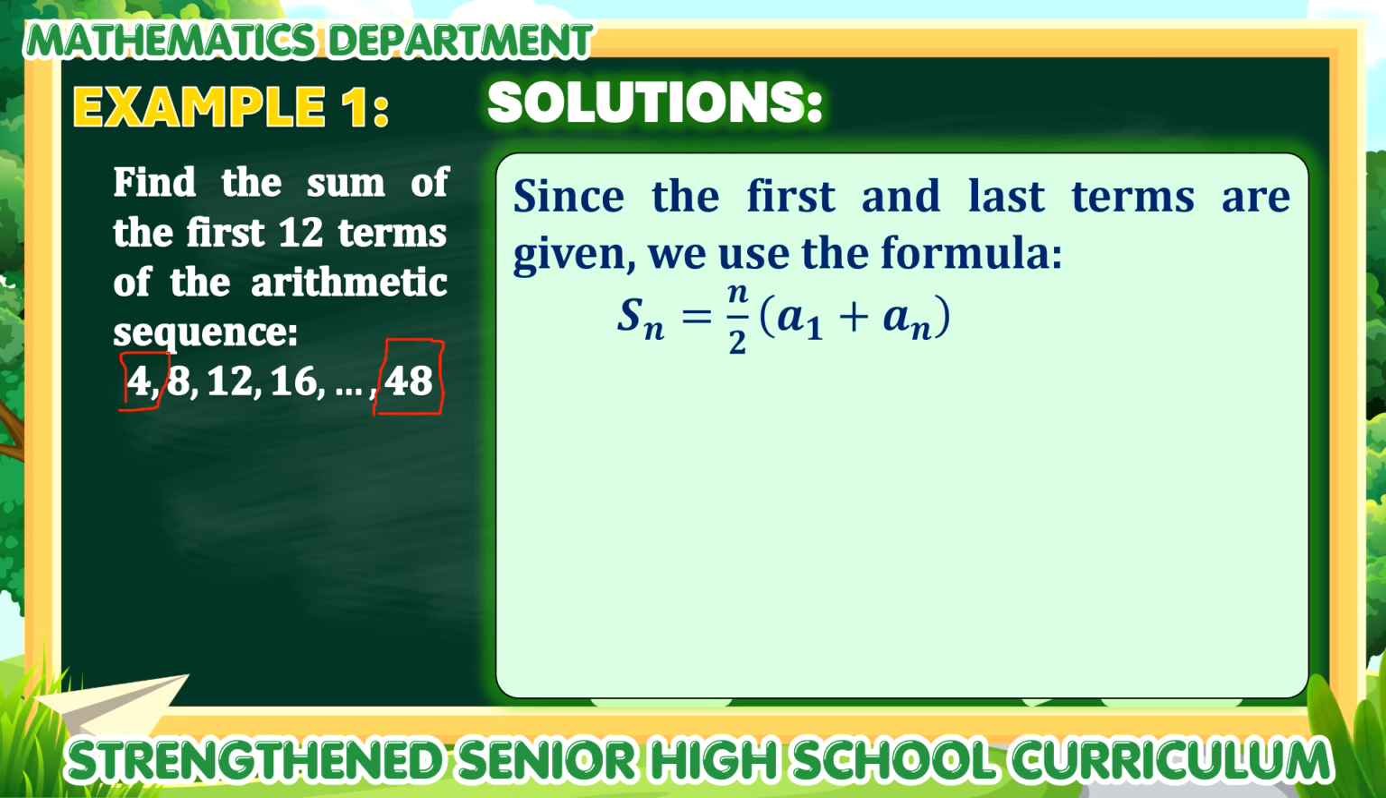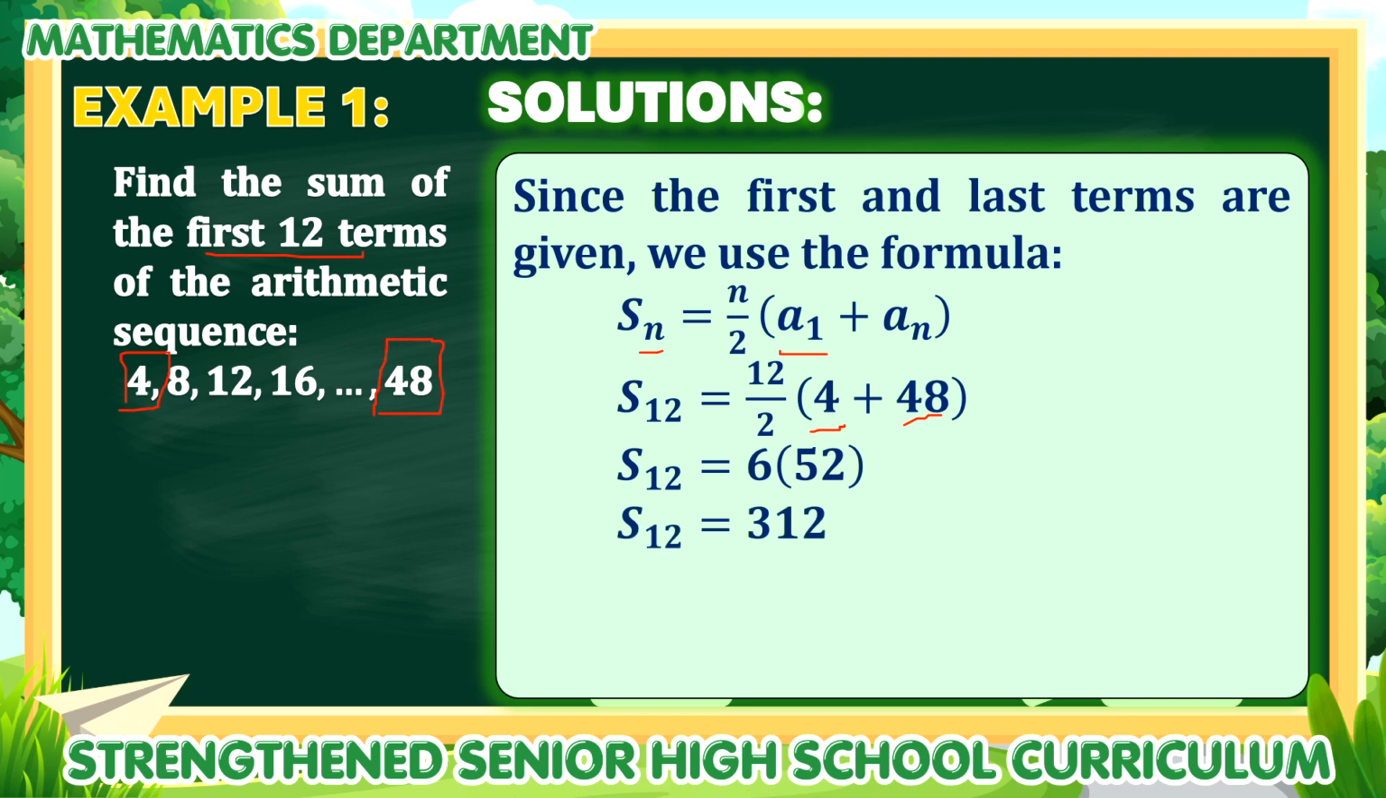In this problem, our value of n is 12 because we are looking for the sum of the first 12 terms. So we have S sub 12 equals 12 divided by 2 times (a sub 1, which is 4, plus a sub 12, which is 48). By simplifying, 4 plus 48 gives us 52, and 12 divided by 2 gives us 6. After that, multiplying 6 and 52 gives us 312.